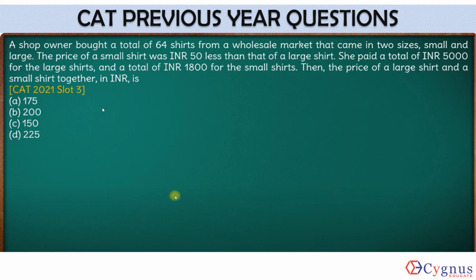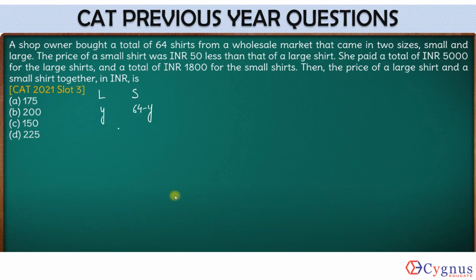Since the total number of shirts is given as 64, let's assume the number of large shirts is y. So small will become 64 minus y. So y should be less than 64.